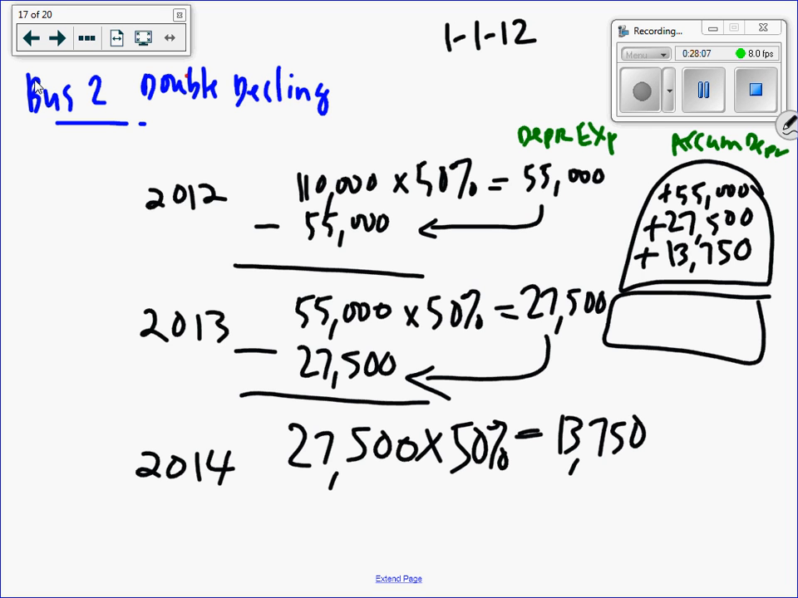Now, you see a huge jump right away. In the first year, it lost 55,000, then not quite as much, then not quite as much. Okay, because remember, double declining shoots way down and then kind of plateaus off. So our amount in over the course of 3 years, its accumulated depreciation pile is up to 96,250.